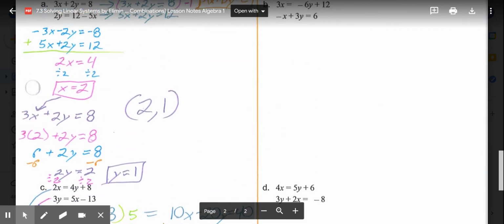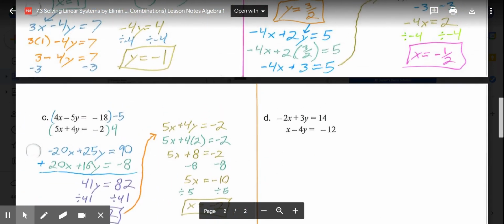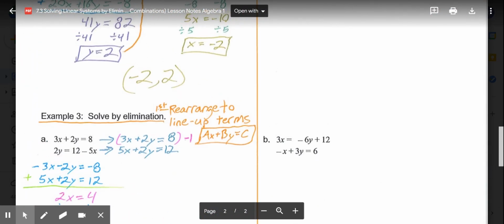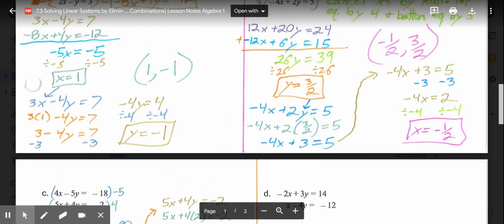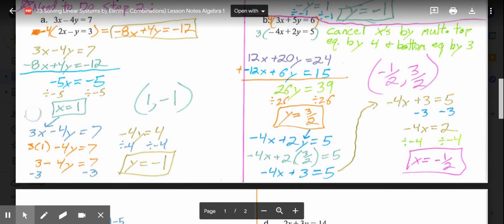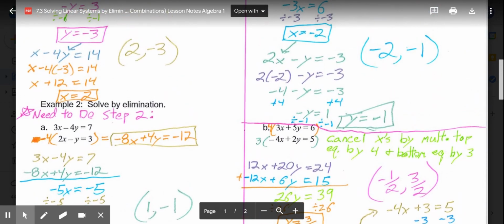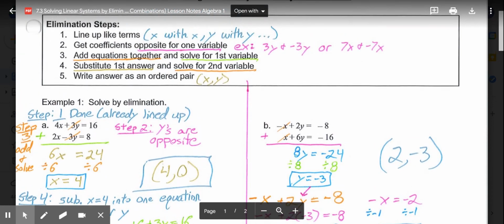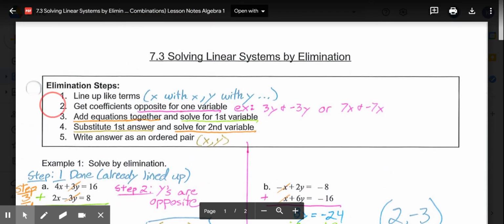So if you want to try a couple extra examples, you have 3 here on the right-hand column on the back page that you can try, along with obviously all the practice problems for today's lesson. Please, as you go through the lesson, make sure that you are showing each step along the way. I know it takes up a little bit of space. And make sure that you are following these 5 steps for all of our eliminations or combinations.